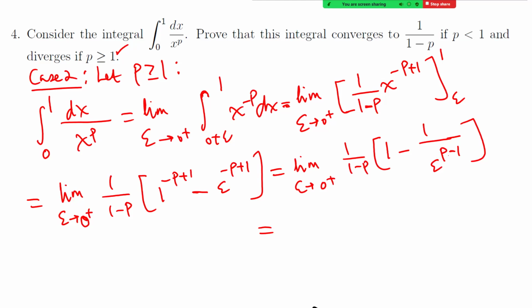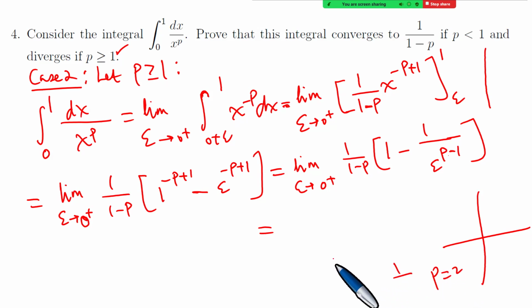But how is it infinity when epsilon approaches zero from the right? Obviously, it resembles a special type of function. I want to speak about a function, then we shall conclude. Just one second, because the top is a constant. When p is 2, it's going to be 1 over epsilon to the p minus 1, which is 1 over 2 minus 1, which is 1 over epsilon.